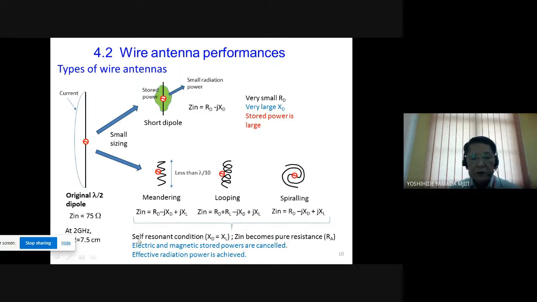This is called the self-resonant condition. In this case, the capacitive reactance and the inductive reactance cancel out, so the input impedance becomes pure resistance. In this situation, the electric and magnetic stored power are cancelled and effective radiation power is achieved. So these structures are very useful in the case of reducing antenna size.